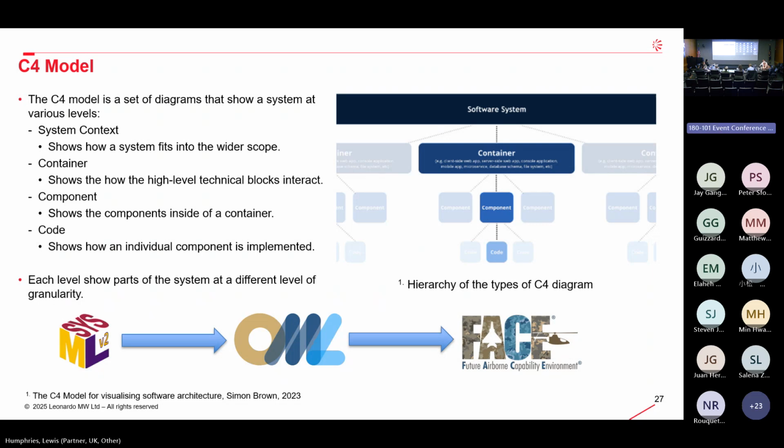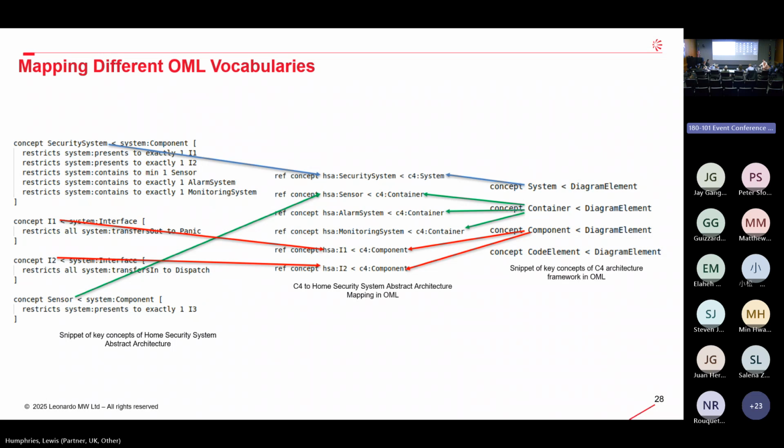Essentially, what this lets you do is show parts of the system at various different levels of granularity and focus. So how have we actually linked the SysML2 model of the abstract architecture to this? To do that, we've made a mapping vocabulary.